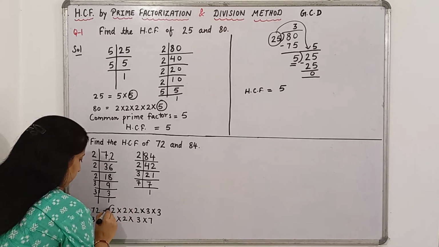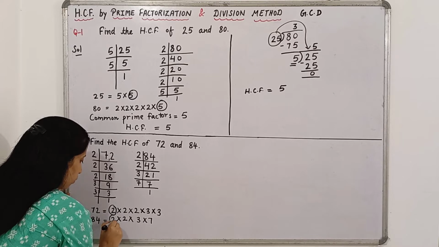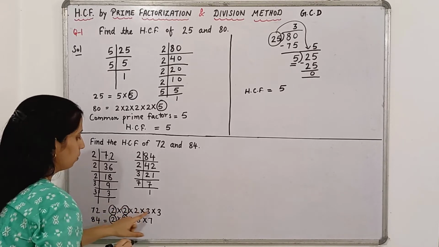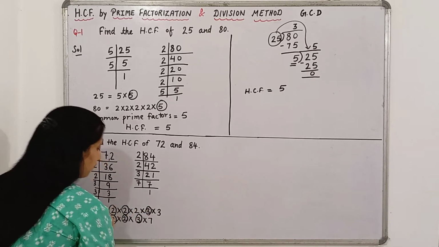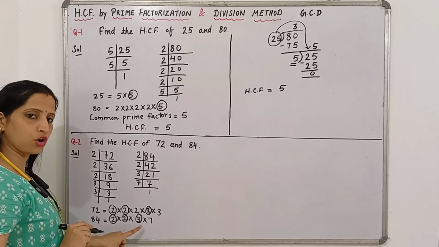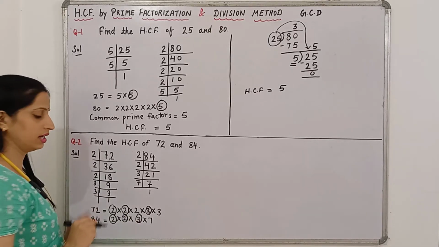So the first common factor is 2. 2 is common in both. Again 2 is common in both. And now the next number is 3 which is in both the factors. So these are the common factors of 72 and 84.